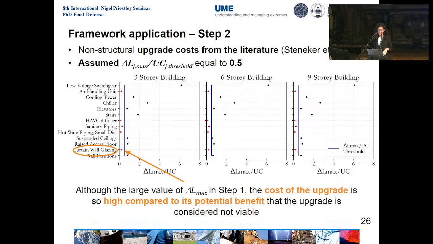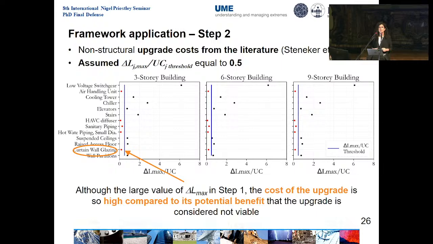Again, the ratio is just the blue line. For example, if we look at the red dots, which are curtain wall glazing, what happened is that curtain walls were having a large maximum loss reduction in step 1. However, the upgrade cost of curtain glazing is so high compared to the potential maximum benefit that this component is considered to be not viable as an upgrade.